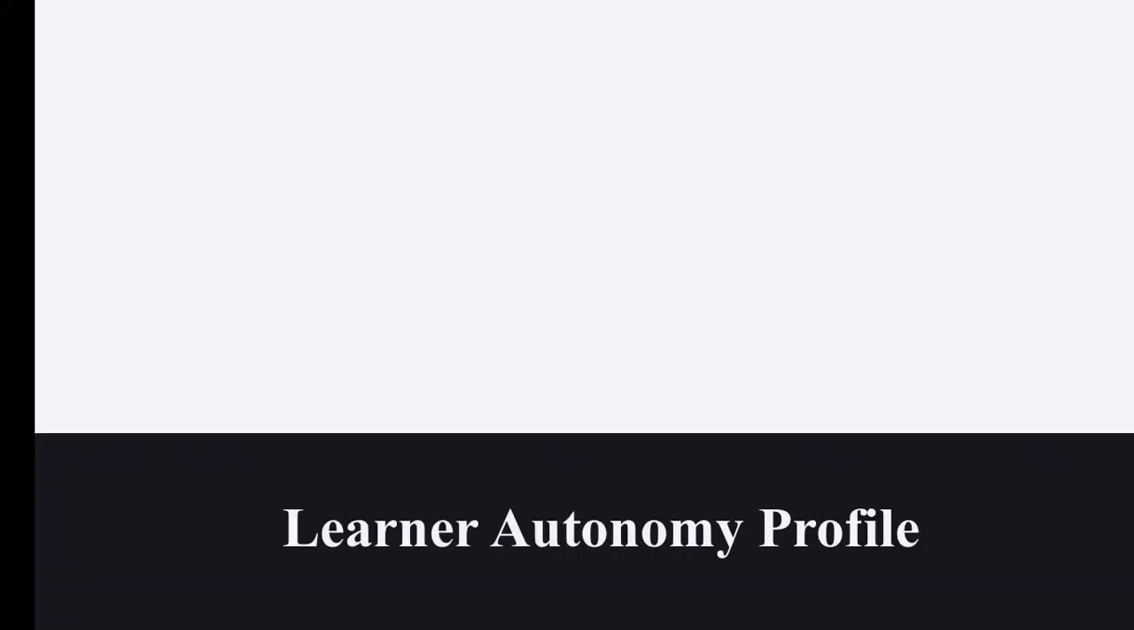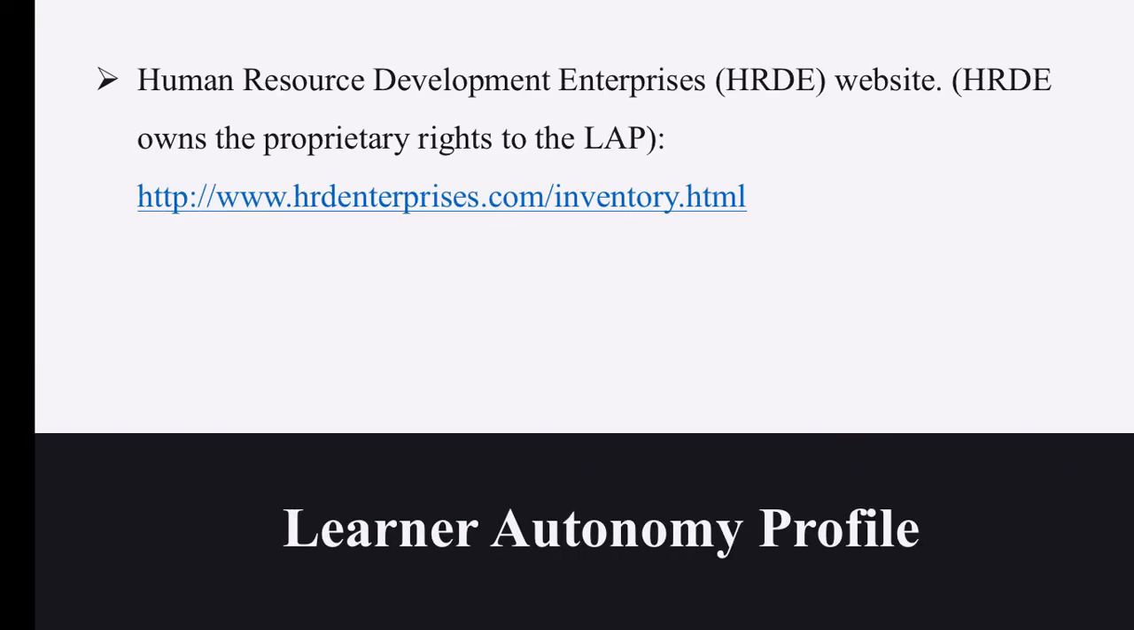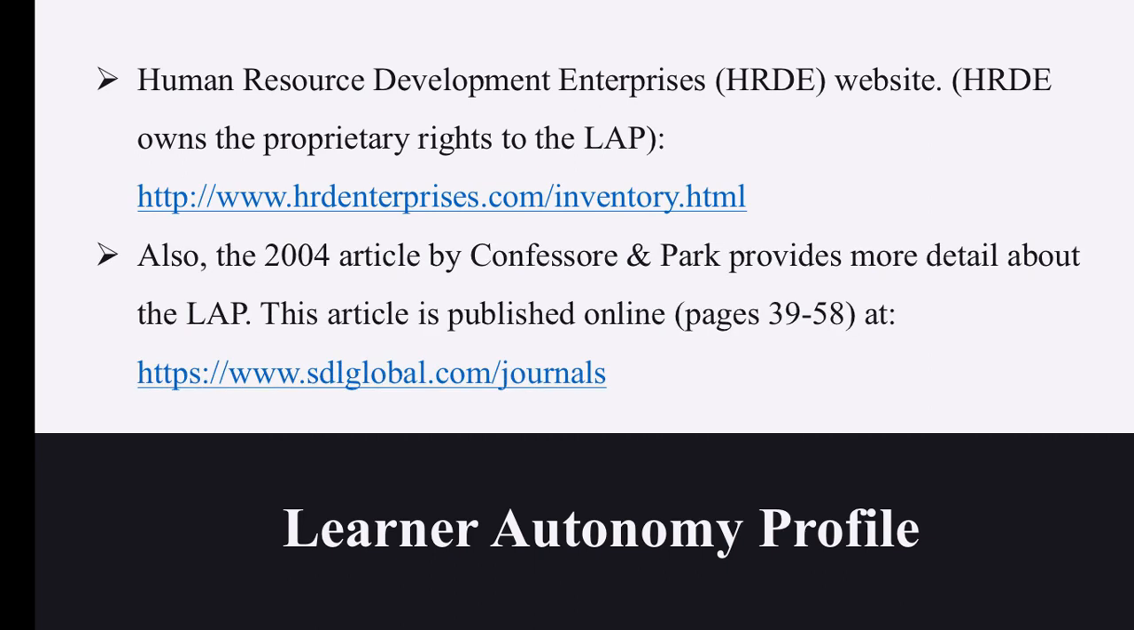If you would like to learn more about the learner autonomy profile, here are 2 good resources. Please note that if you read the article by Confessore and Park, after providing some valuable history, the authors provide detail about each of the DRIP constructs. The descriptors are on pages 42 to 47.